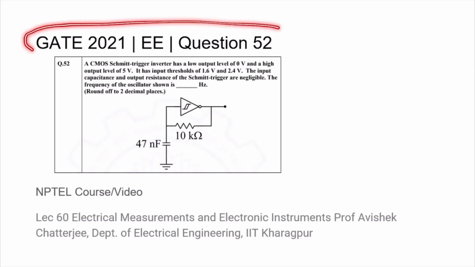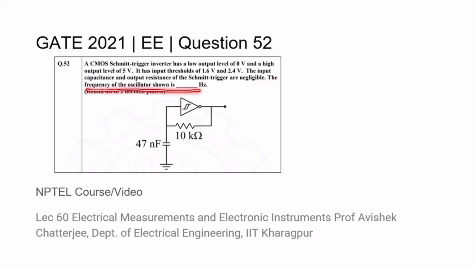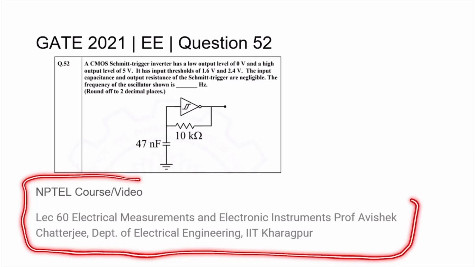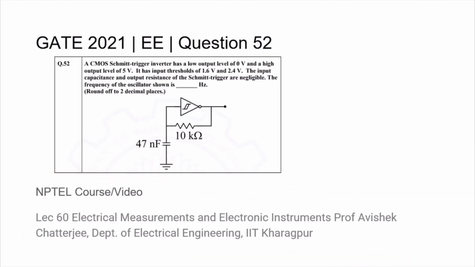This is question 52 from the GATE 2021 EE paper. The question deals with a Schmidt trigger inverter and its output has been connected back to the input. We are asked to find out the frequency of the oscillator shown. Underneath the question, you will find the title of the NPTEL course or video relevant to this topic.